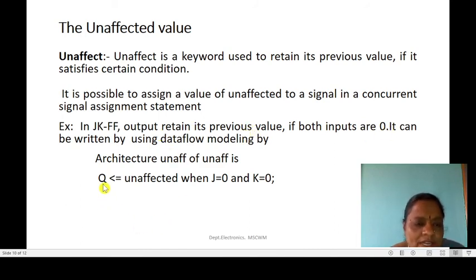How can you write this? Like this: Q is equal to unaffected when J is equal to 0 and K is equal to 0. In the JK flip-flop, if both the inputs are 0, what should be the target signal? It is unaffected, whatever the previous value may be. It may be 1 or it may be 0. In this type of situation, you are going to use the unaffected keyword.